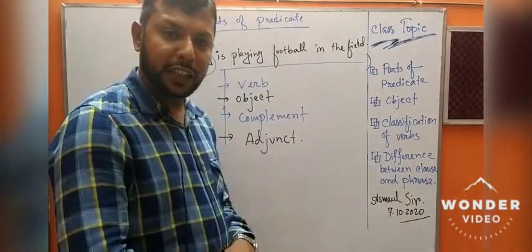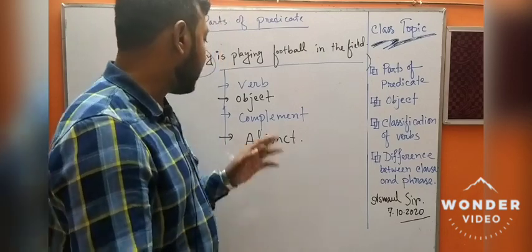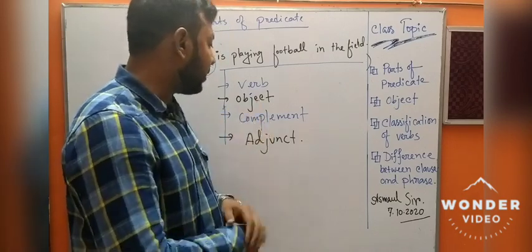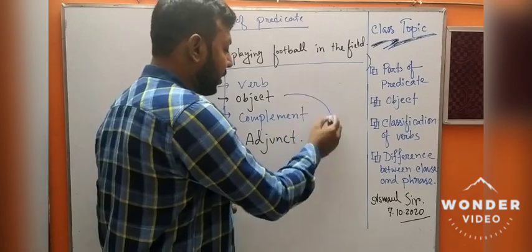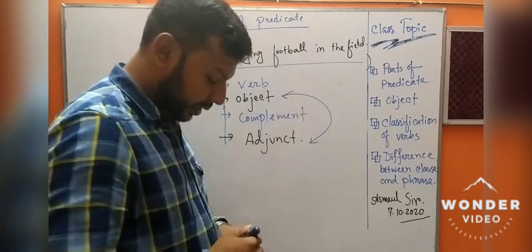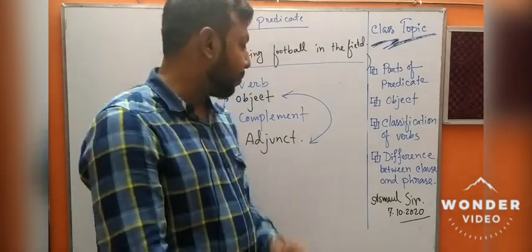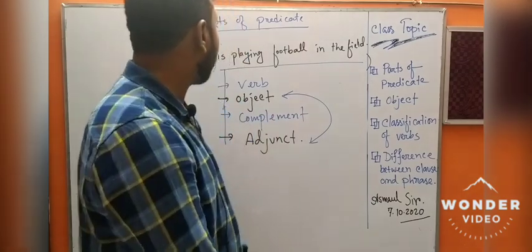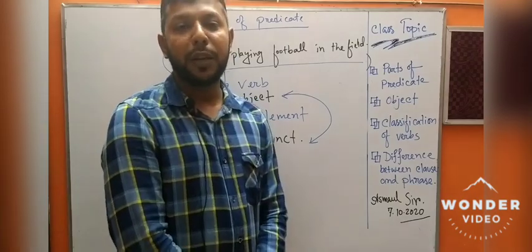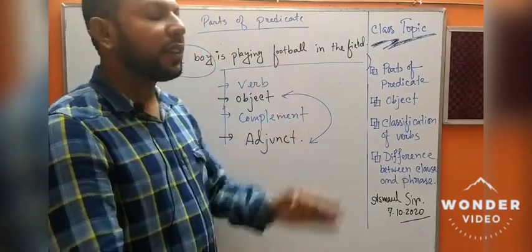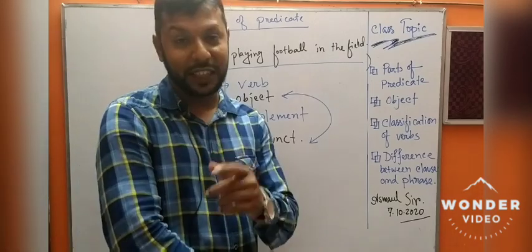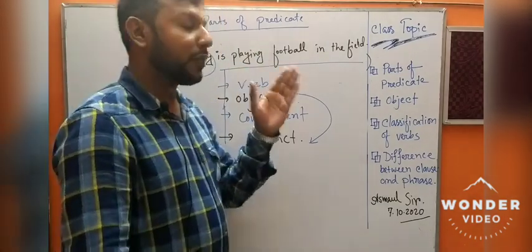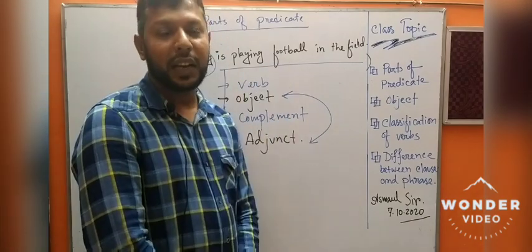You know what is verb, and here is the discussion part also, classification of verb. I don't want to say anything more here at this moment. I will not discuss complement today. My discussion is object and adjunct. Sometimes you make mistakes between these parts. If I ask which one is the object here in the sentence, many of you may answer, sir, football in the field is the object. But the truth is quite different: here is one object and another is adjunct.